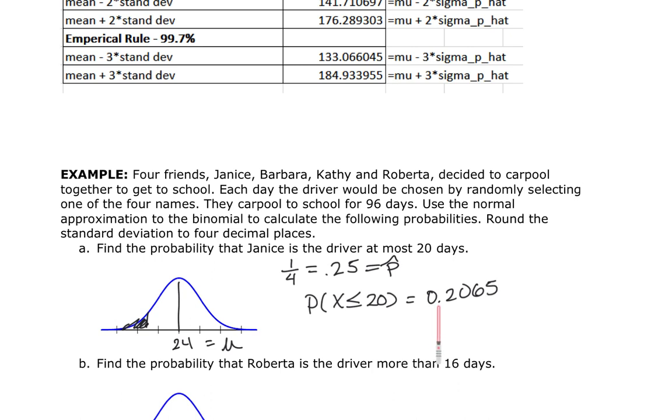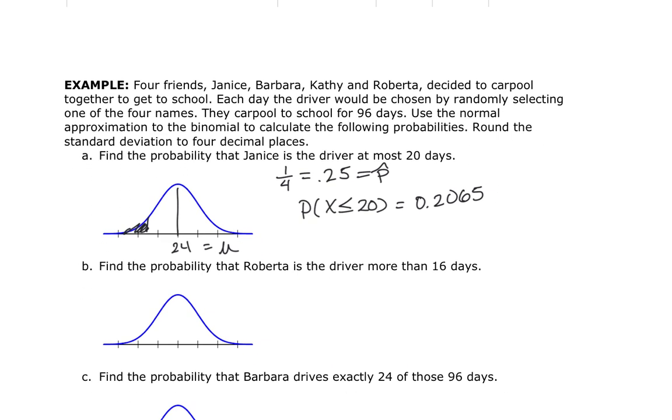So the probability of Janice being chosen at most 20 days is this. Find the probability that Roberta is the driver more than 16 days. Because it's 1 out of 4, I'm still going to use my p hat as 0.25. So p hat is still 0.25.